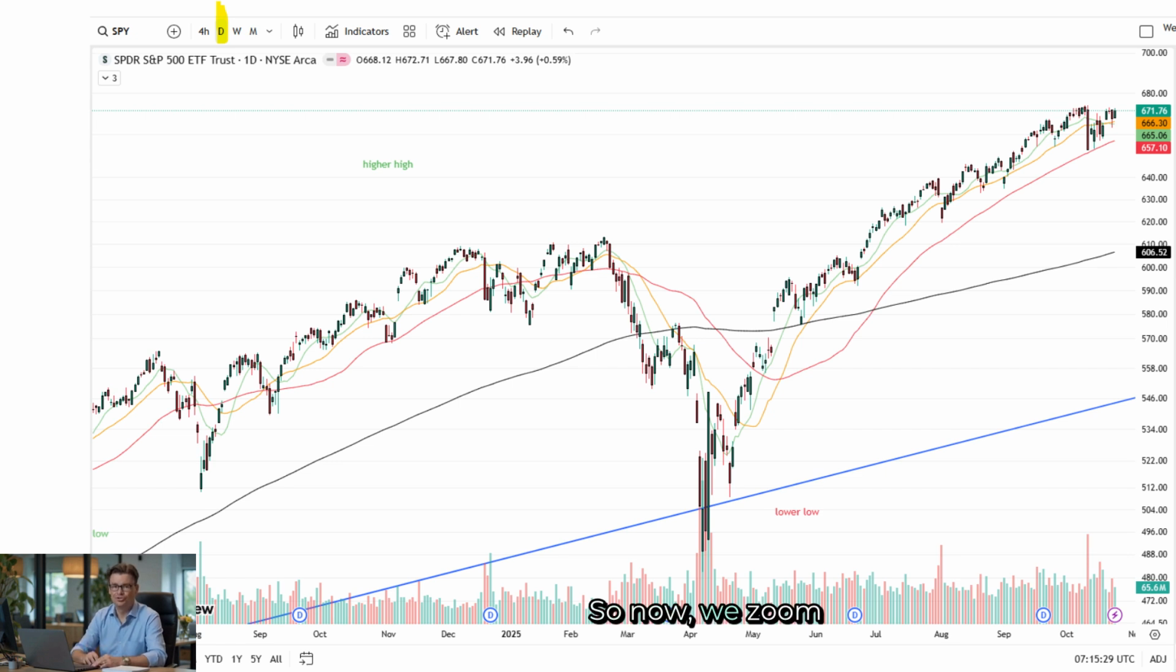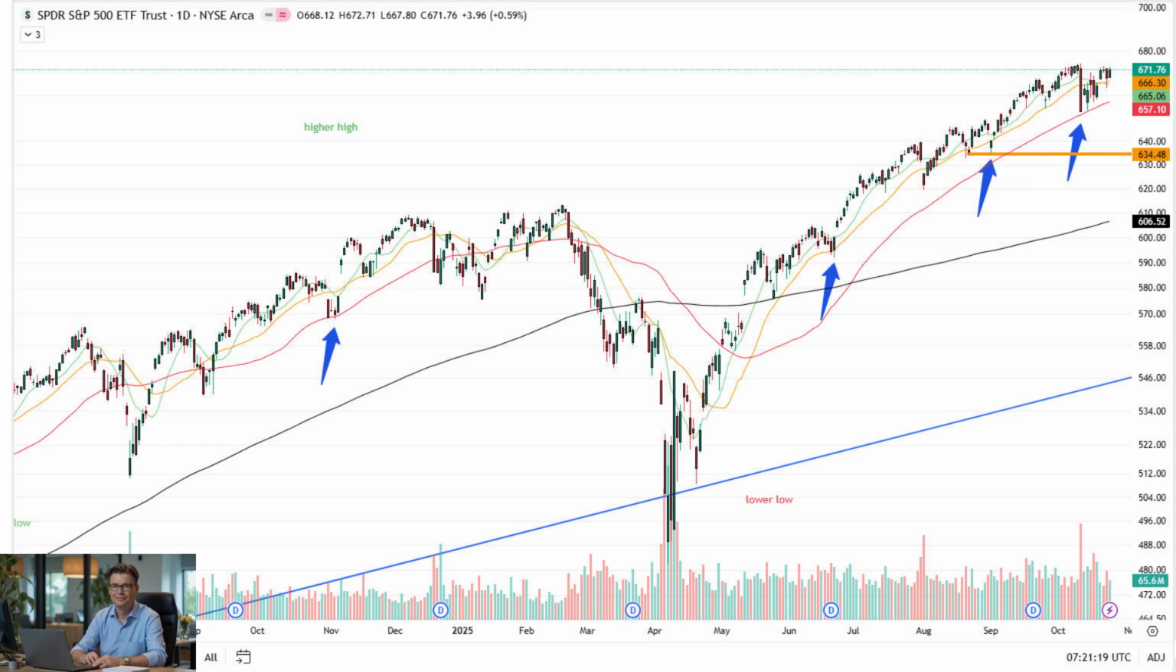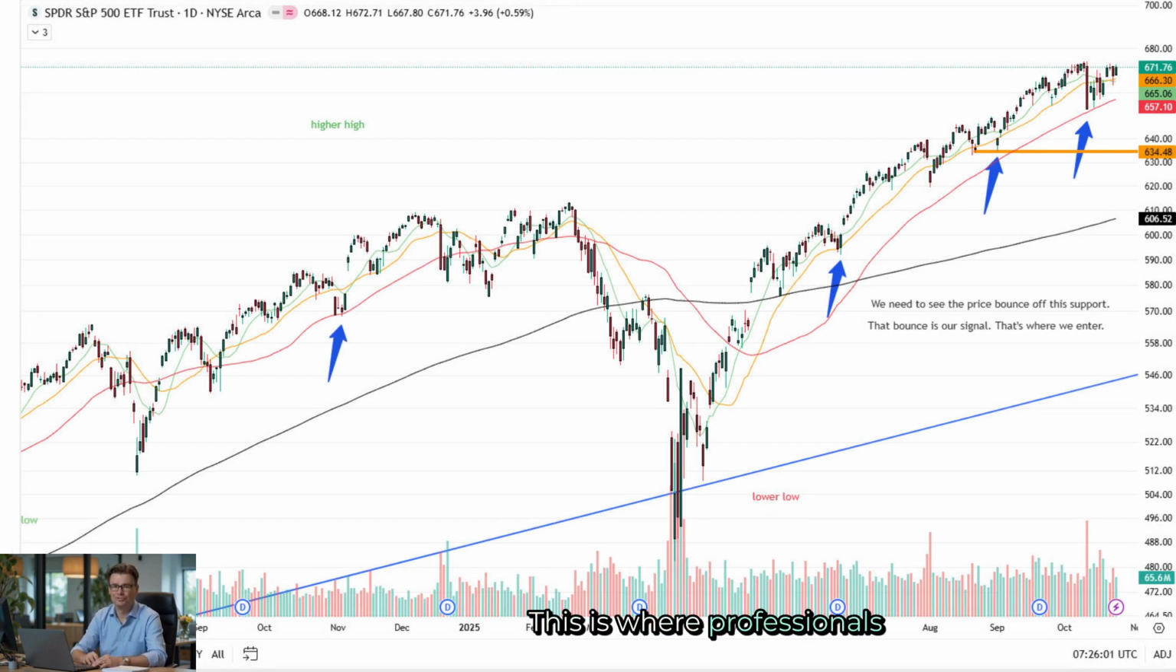So now, we zoom in. I'm clicking D for the daily chart. We are looking for a wave to catch. Look at this. The market ran up hard. Now it's pulling back. This pullback is where we enter. We aren't just buying strength. We're buying that strength during a moment of temporary weakness. It might pull back to the 20 or 50-day moving average, or it might pull back to a previous daily low. This is support. Wait before acting. This is our entry zone. This is where professionals buy.